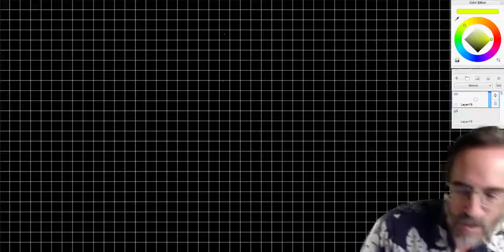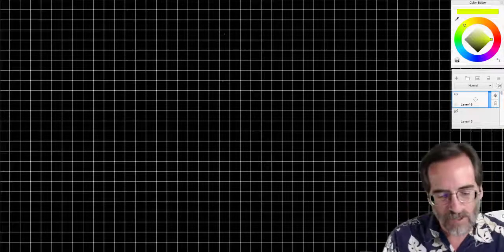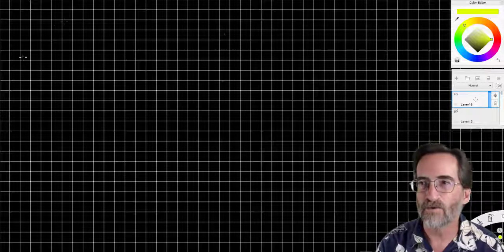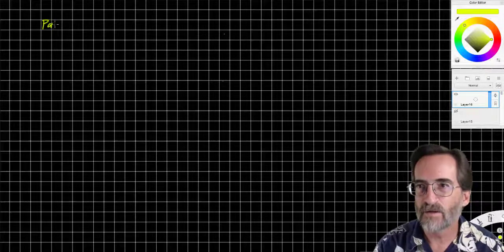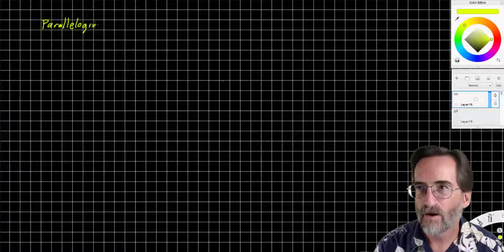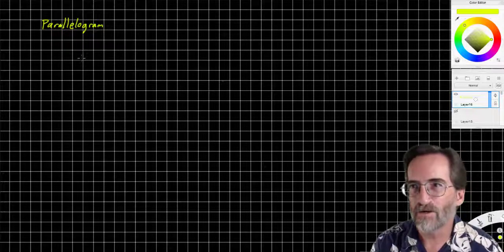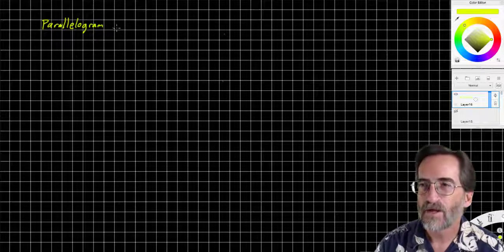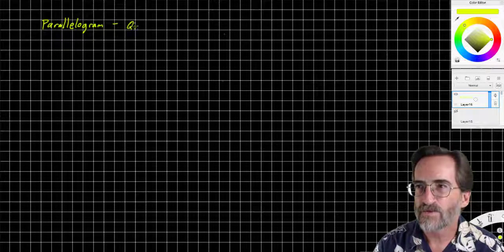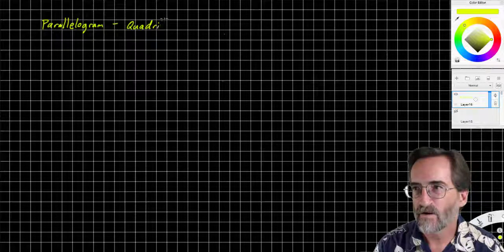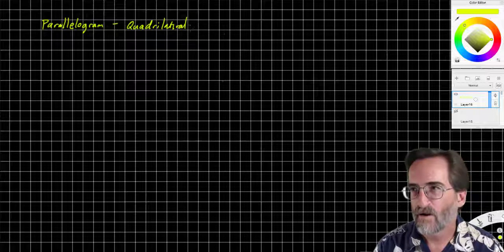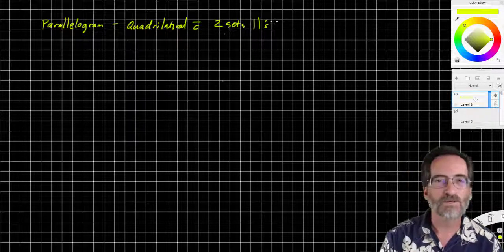So let's examine parallelograms. First, we need to know what a parallelogram is. A parallelogram, double L, elogram. What can be more parallel than two L's side by side? Double L, elogram, parallelogram. It is a quadrilateral, so it's got 4 sides, with 2 sets of parallels. Okay, 2 sets of parallels.